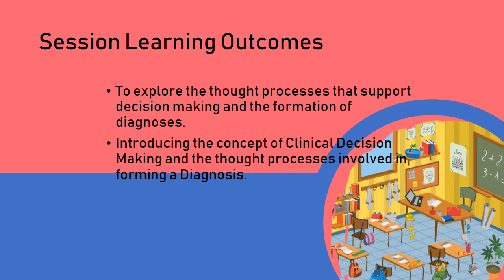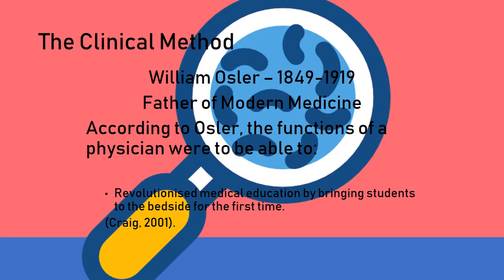So the aim of this session is that throughout the three parts to this lecture, we're going to be exploring the thought processes that support clinical decision making. In particular, we're thinking about how we structure our thoughts and what thought processes we use in order to form a diagnosis when we're presented with patients with new problems. To start with, we're considering the clinical method, which is the methods that we use in order to actually generate a clinical diagnosis.